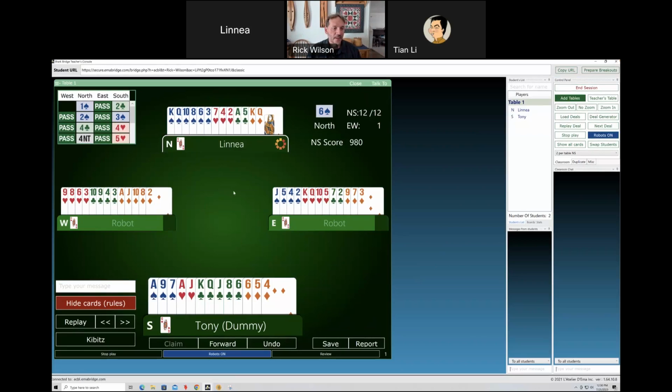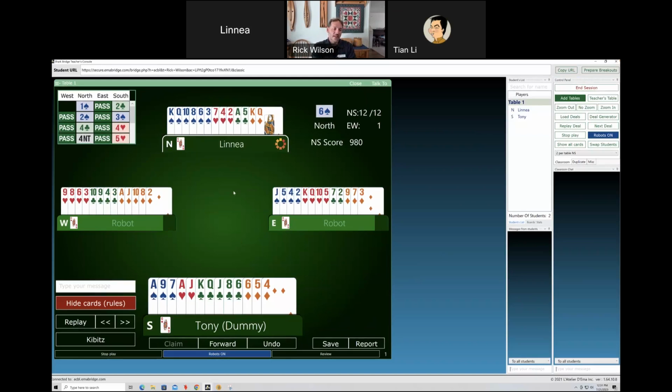In this hand, how many points does North have? 14 high card and 2 length. Right, so 16, and then how many does the South have as a dummy? 15 high card and 1 doubleton. Right, so also 16, so 32 altogether, just barely enough.